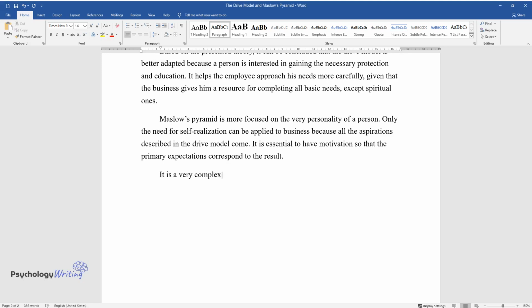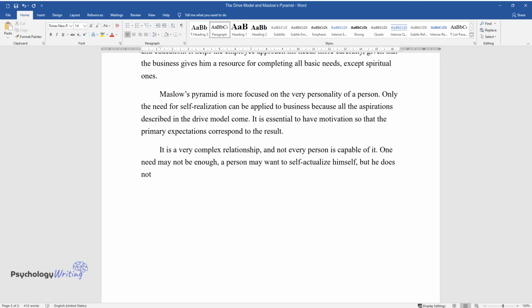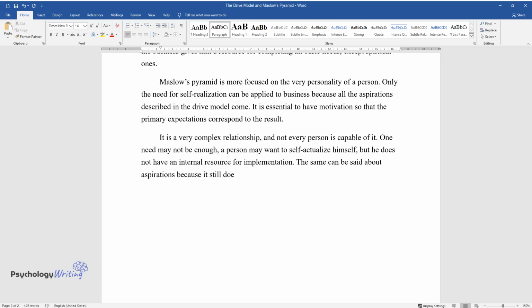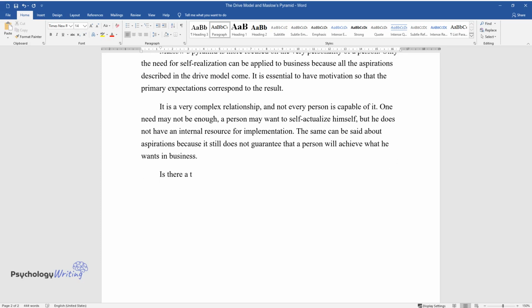It is a very complex relationship, and not every person is capable of it. One need may not be enough. A person may want to self-actualize himself, but he does not have an internal resource for implementation. The same can be said about aspirations because it still does not guarantee that a person will achieve what he wants in business. Is there a thing that could complement each of the systems?